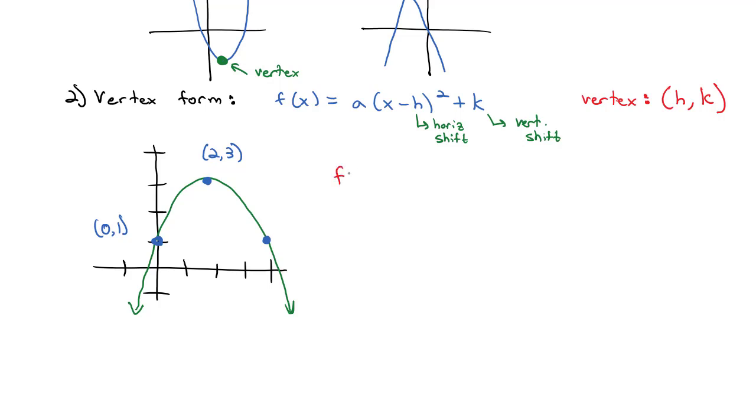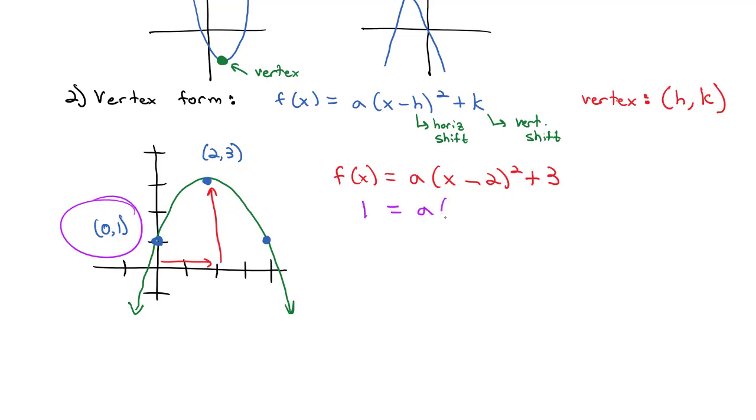We know it's going to be f of x equals some a times x minus the horizontal shift, which was 2, squared, plus k, the vertical shift of 3. And you can see where that vertex of 2, 3 falls right into that function. We still don't know what a is. That takes a little bit more work, and that's where the y-intercept or any other point can be helpful to help us find that. If we plug 1 in for the solution and 0 in for the x, we can solve what's left for the a.